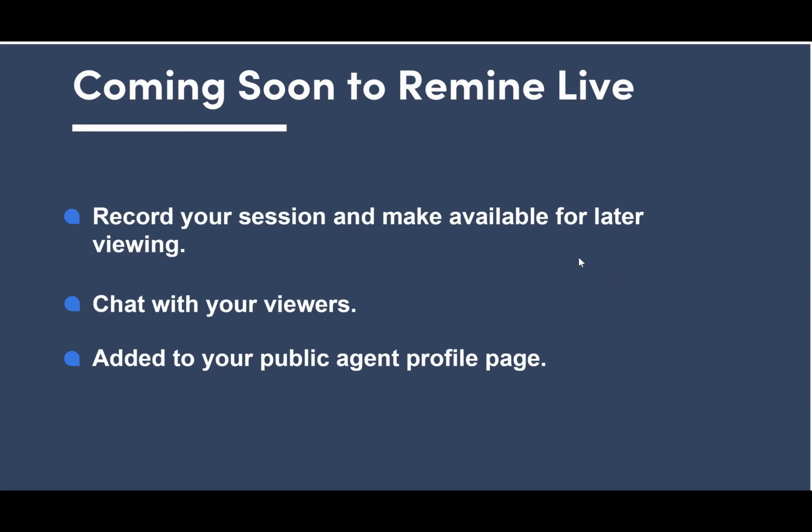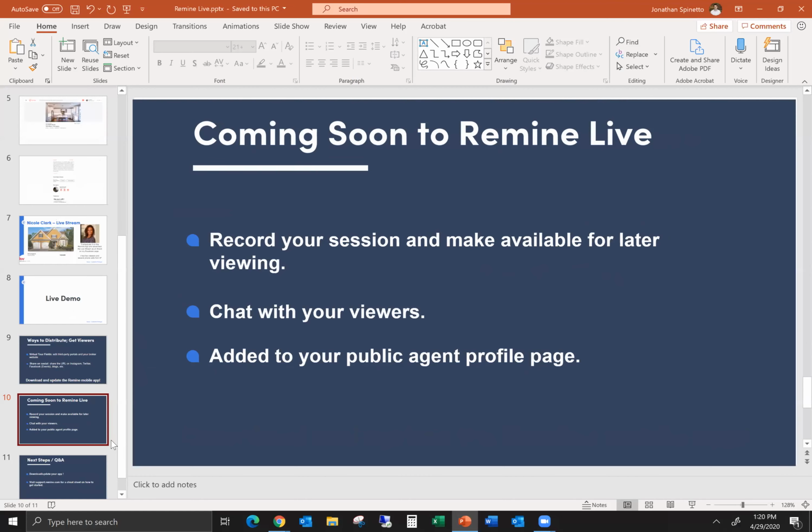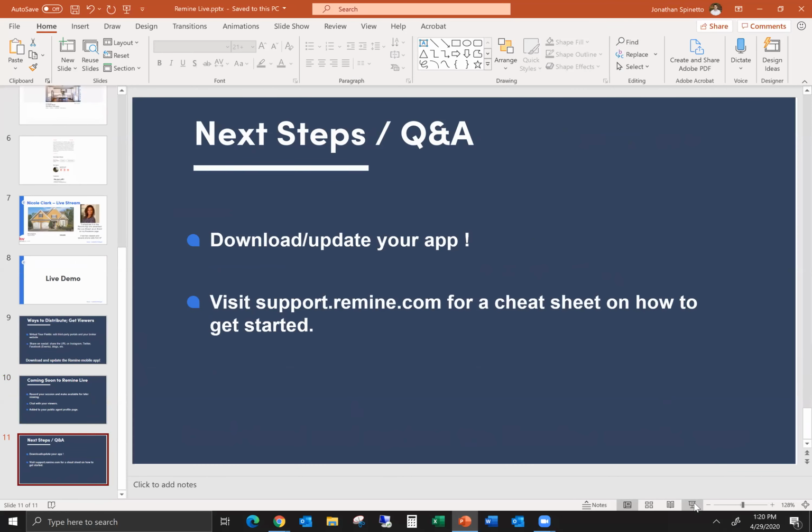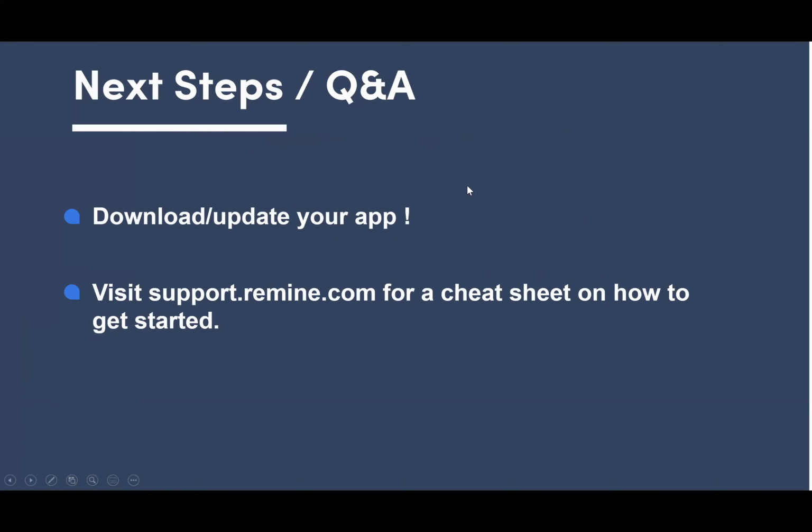So definitely, any questions that you might have, feel free to ask them if I haven't covered them already. This is an easy feature, not a lot of detail to it. It's very simple, very easy to get started, to create that Remine Live, broadcast the URL, and broadcast your live streaming. Remember, download and update your application. And also, if you visit support.remine.com, we have a quick little cheat sheet on there for how you can get started. It's something that's very simple, very easy to do.